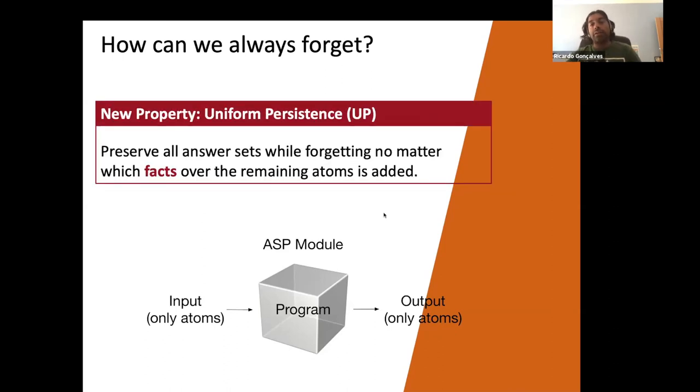So what we need is a property more aligned with uniform equivalence. And we have defined uniform persistence, which is a weakening of strong persistence, where the correspondence between the answer sets of the original program and those of the result of forgetting should hold no matter what set of facts is added to both. So we don't impose that this is the case for all programs, but just for sets of facts. Now that we have defined a property that characterizes forgetting in ASP modules, we just need to find an existing approach to forgetting that satisfies UP.